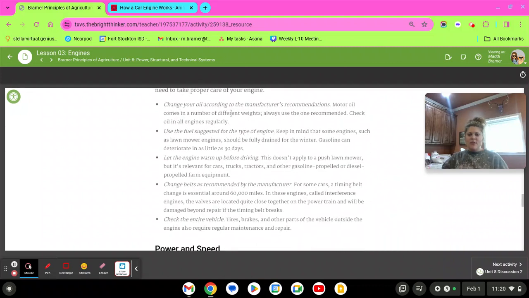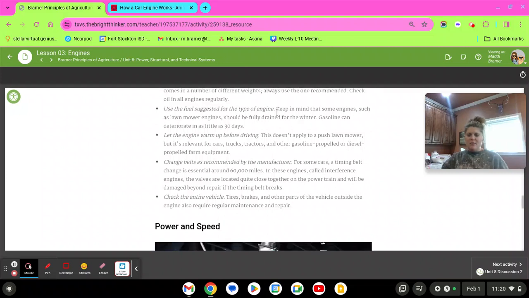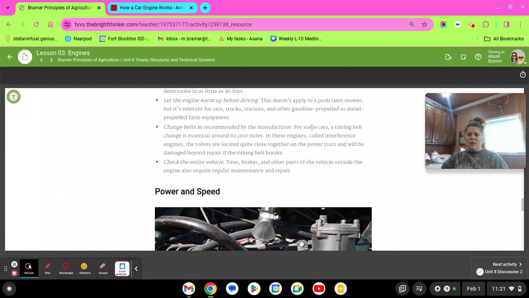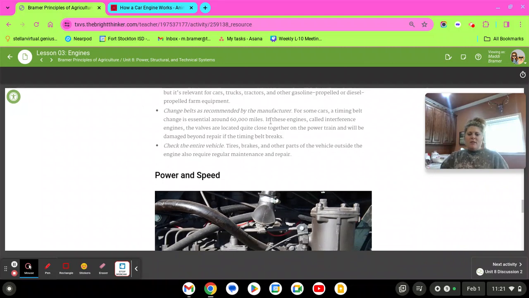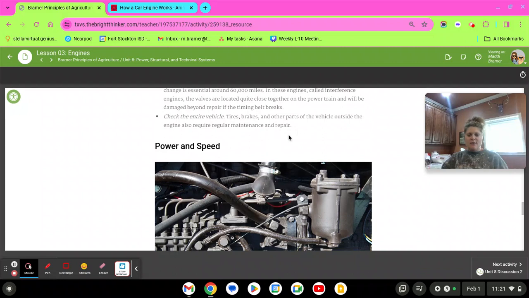So when you take care, change your oil according to the recommendations. Don't go 5,000 miles past the oil change. You need to change your oil for a reason. Use the fuel suggested for the type of engine. Keep in mind that some engines, such as lawnmower engines, should be fully drained for the winter. Gas can deteriorate in as little as 30 days. Let the engine warm up before driving. Change belts as recommended by the manufacturer. So typically that's about 60,000 miles. Check the entire vehicle, tires, brakes, other parts.